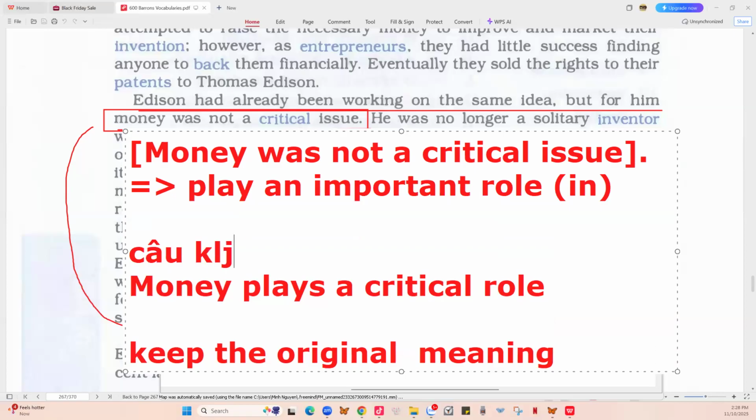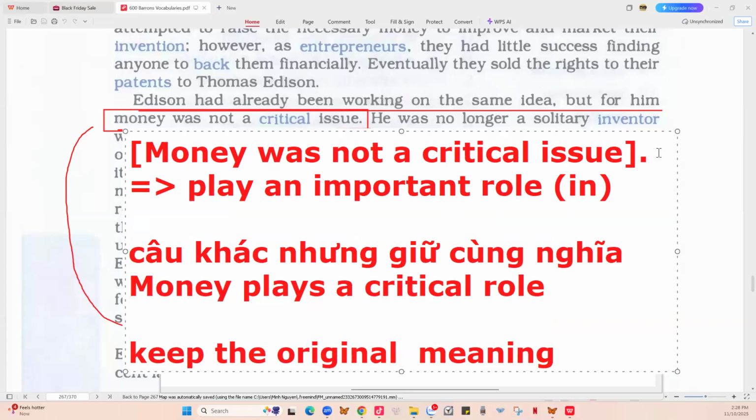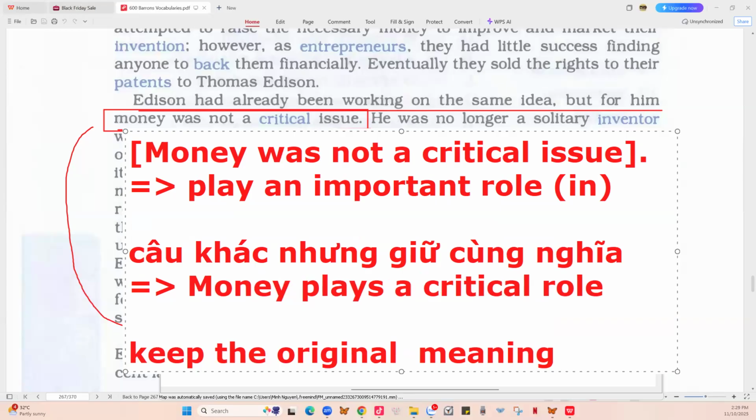Cái câu khác trong tiếng Anh có quyền xài từ khác hoặc là cấu trúc khác để lập ra một cái câu khác, nhưng giữ cùng nghĩa, cái nghĩa của nó không thay đổi. Thì bây giờ câu gốc của nó là money was not a critical issue. Bây giờ mình sử dụng cấu trúc là play an important role để mình lập câu, thì mình lập như thế nào ạ? Let's go. Yes. Play an important role có nghĩa là gì ạ?